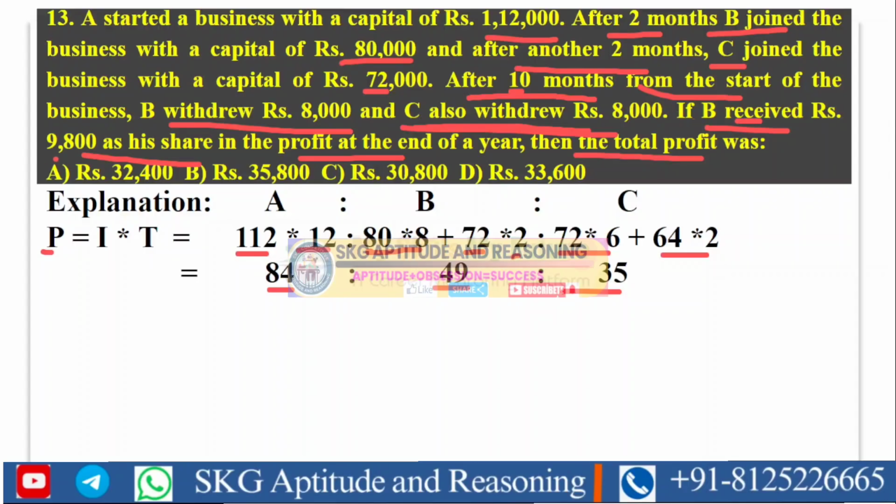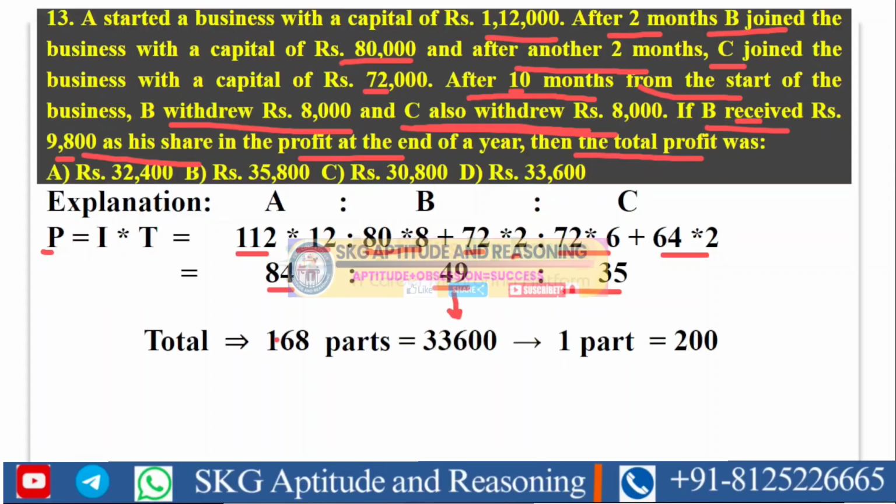B received rupees 9,800. So these 49 parts will be equal to this amount we received, 9,800, as I said, and then we need to find the total profit. The total profit is 168 parts. One part will be equal to how much?